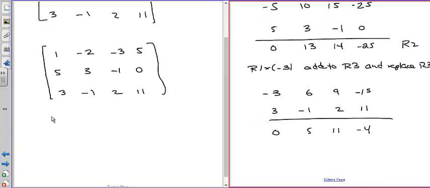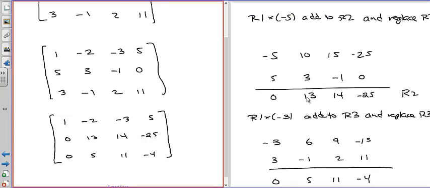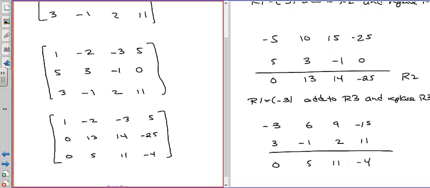So now we can rewrite the matrix. 1, negative 2, 3, 5, that stays the same. Row 2 gets replaced with 0, 13, 14, negative 25. Row 3 gets replaced with 0, 5, 11, negative 4. Okay, let's go back and check this, because once you make one mistake, you're done for. Okay, left, right. Same thing down here. Okay, so that looks right.